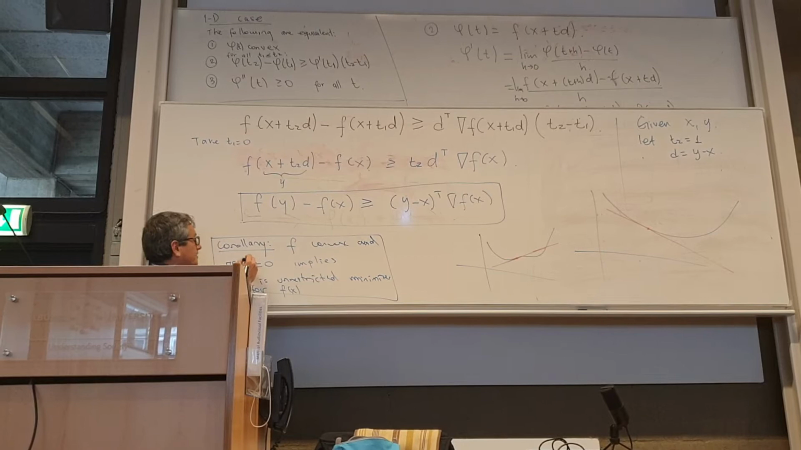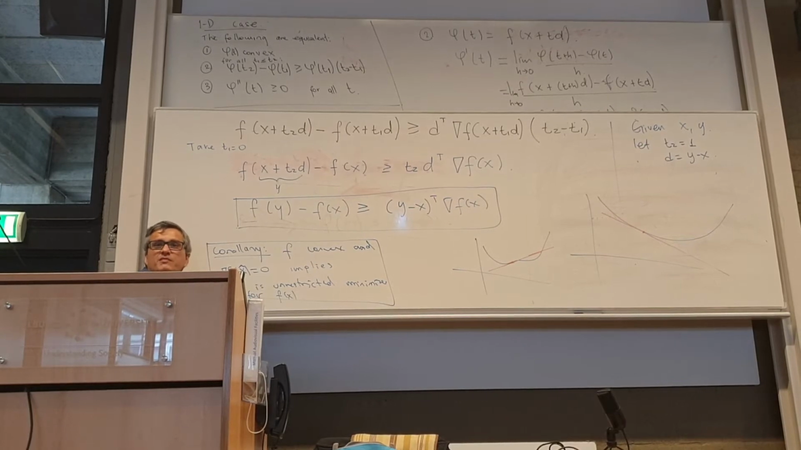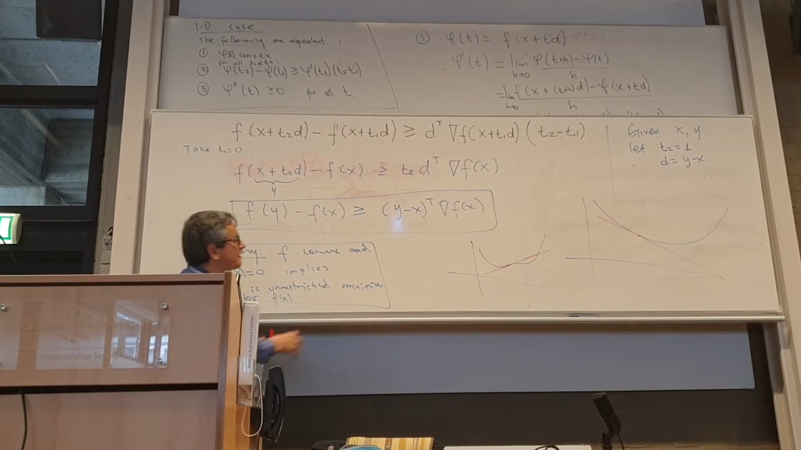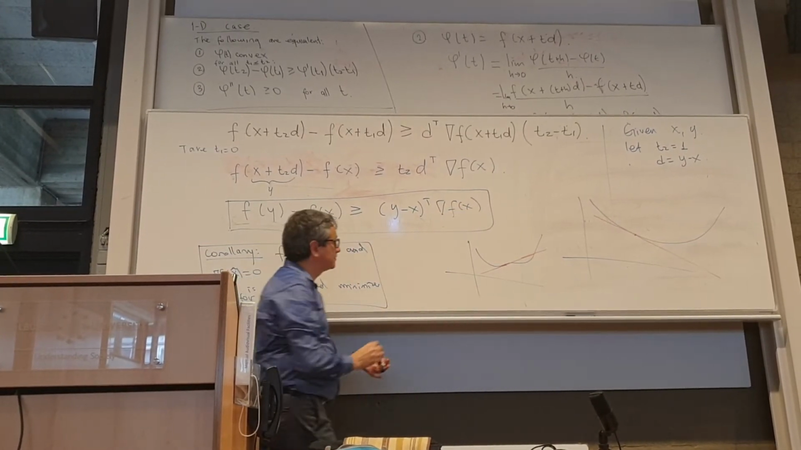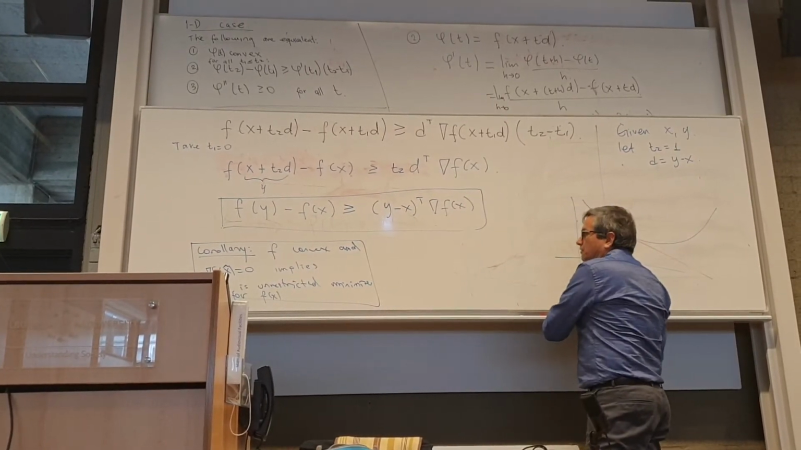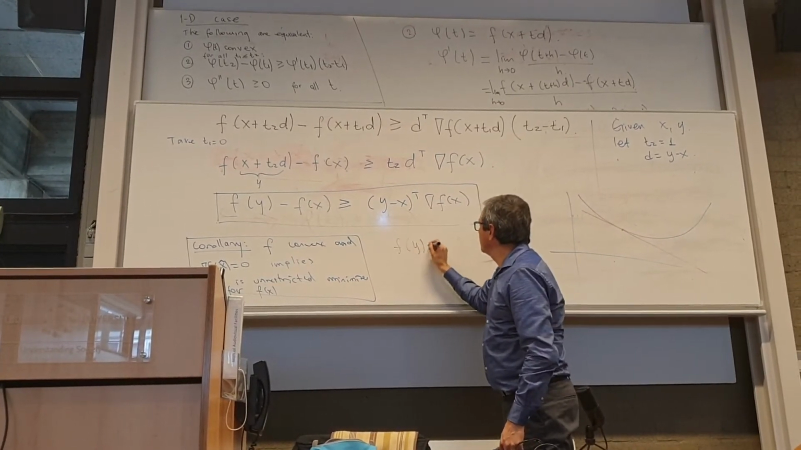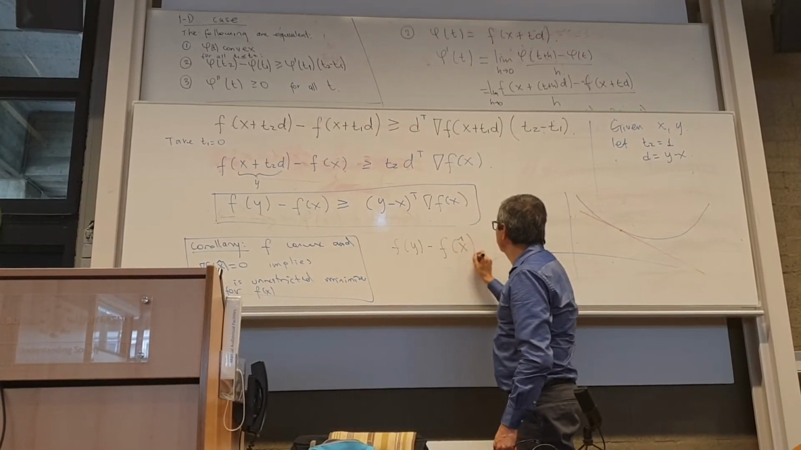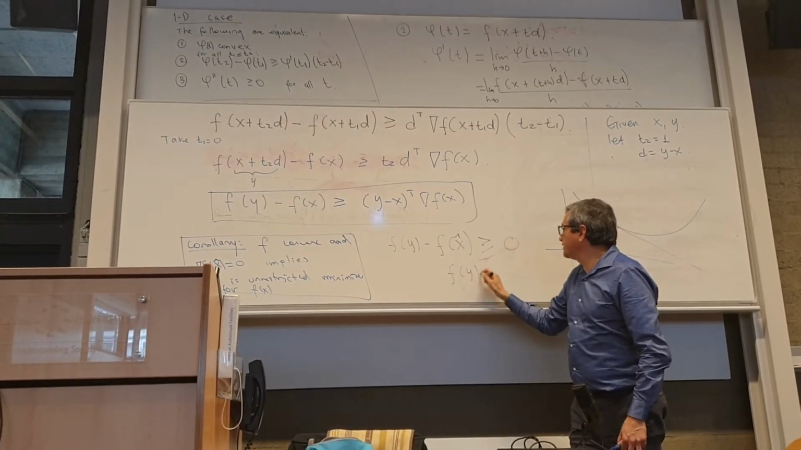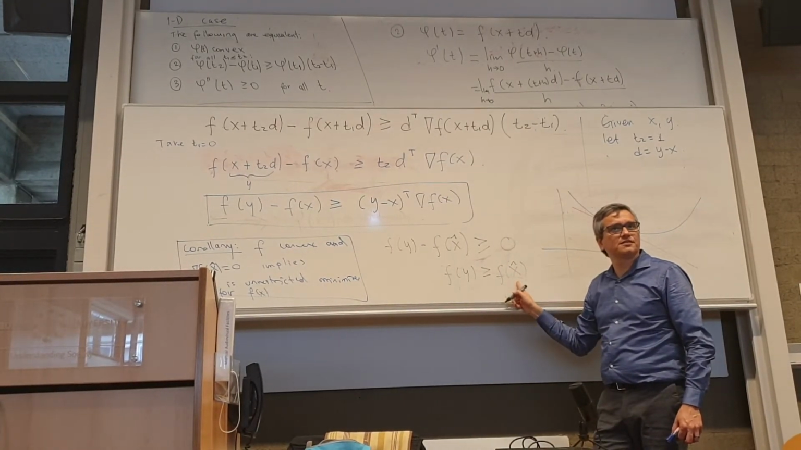Okay, so let me put a hat here to say that that's a particular point I'm taking. So if I take a point where the gradient is 0, then I get a global minimizer. Why is that true? Well, if my gradient is 0, I plug in here. When the gradient is 0, if I plug in x hat, I get f of y minus f of x hat greater or equal than 0. So f of y is greater or equal than f of x hat. But this is for all y. Therefore, this is the minimizer.